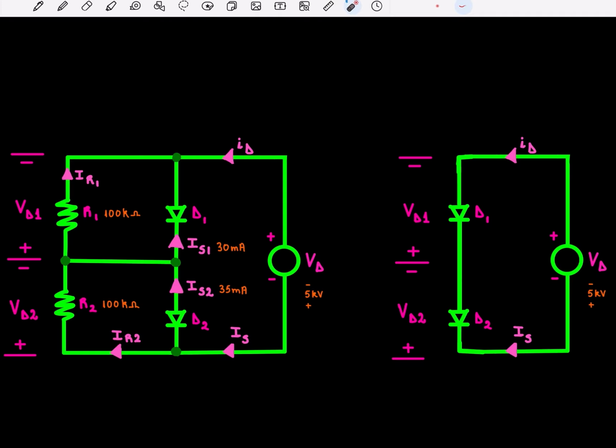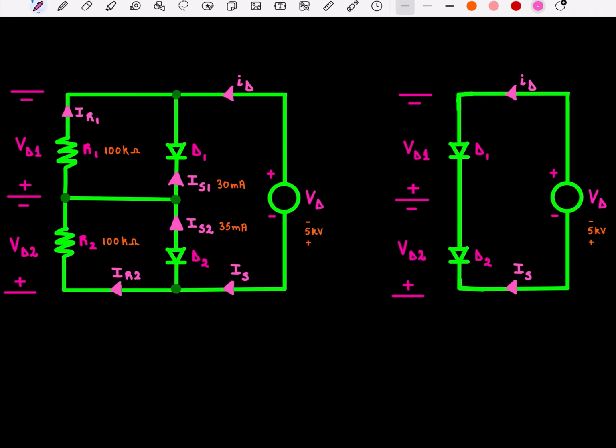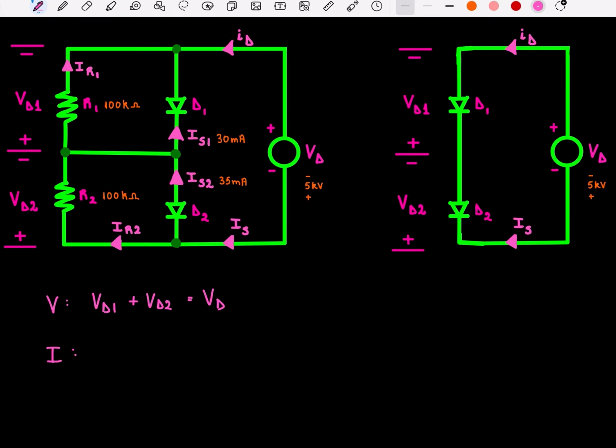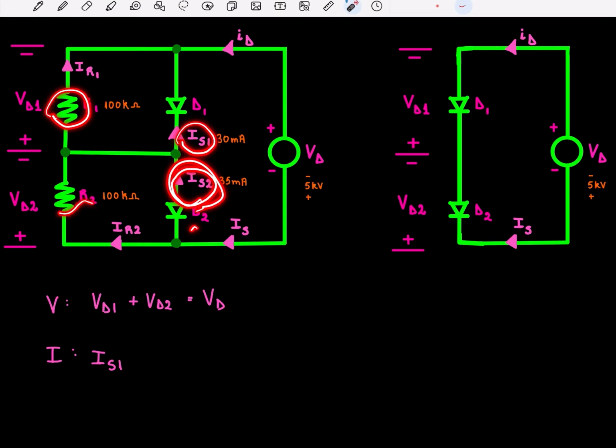So where do we start? We're going to write down what we know in terms of voltage and in terms of current. In terms of voltage, what we know is that the voltage across diode 1 plus the voltage across diode 2 is going to be equal to the DC reverse voltage of VD, which is 5 kilovolts. In terms of current, what we know is that IS1, the reverse leakage current across diode 1, plus the current across resistor 1 has to be equal to the reverse leakage current through diode 2 plus the current flowing through resistor 2.